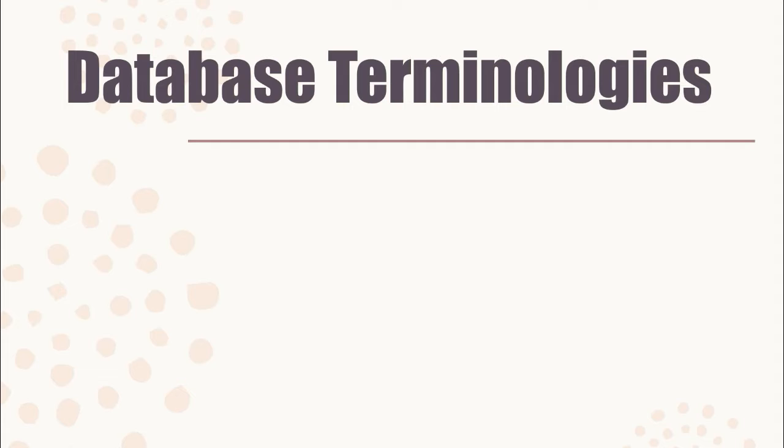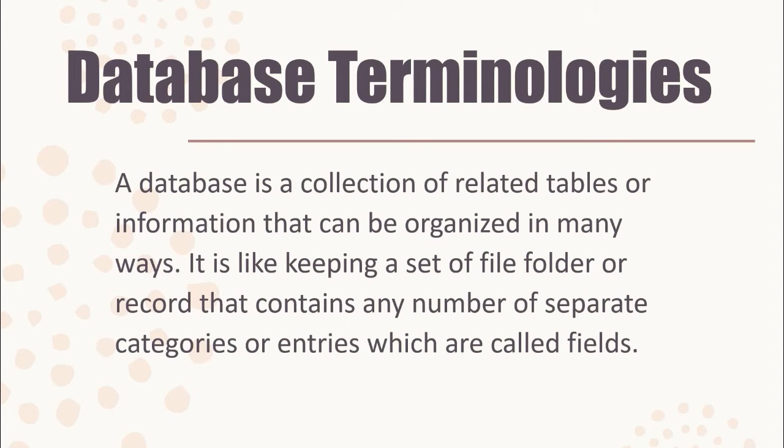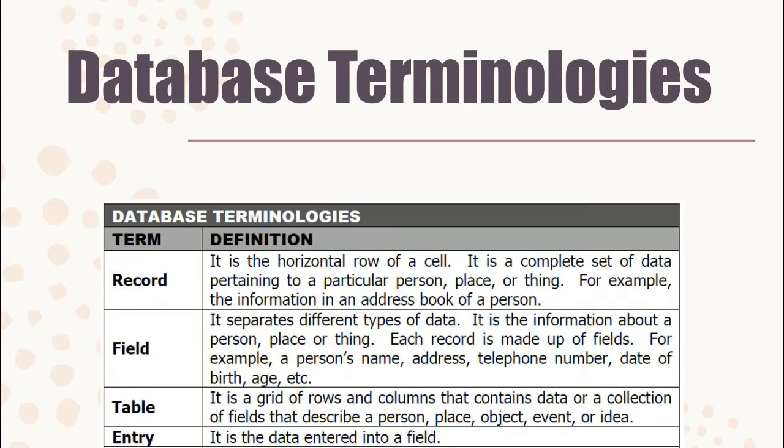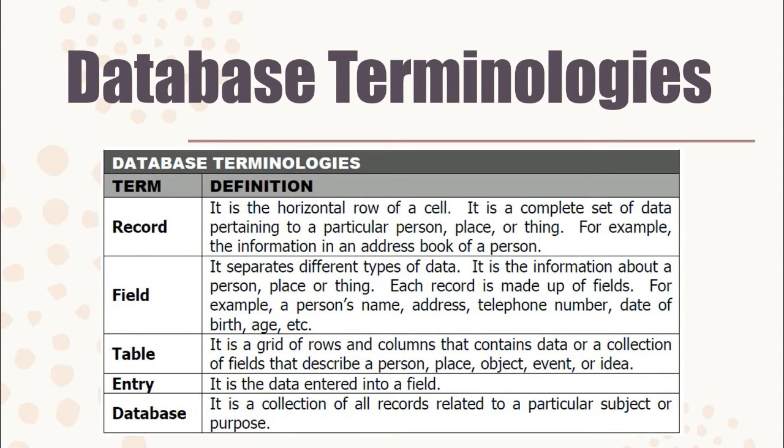Okay, let's start with the database terminology, for you to understand well the terms that you may encounter in this lesson. A database is a collection of related tables or information that can be organized in many ways. It is like keeping a set of file folders or records that contains any number of separate categories or entries, which are called fields. Here are the terminologies.